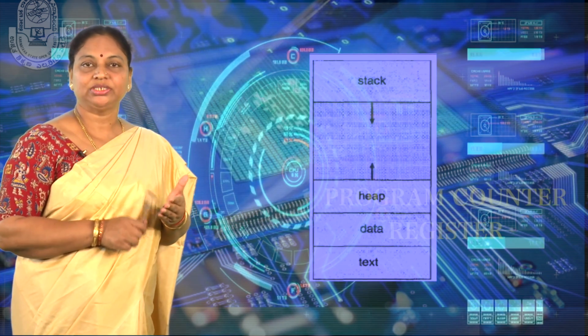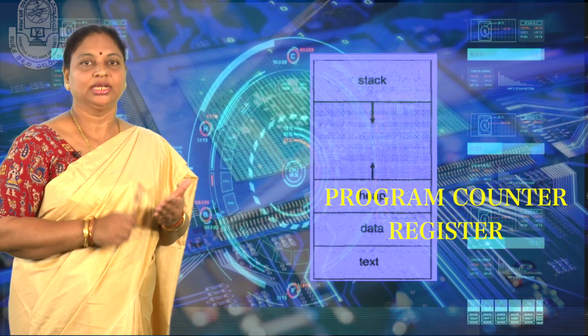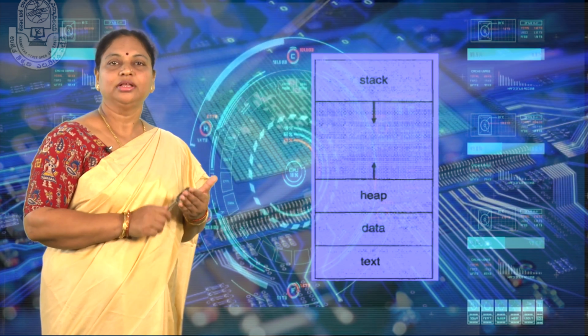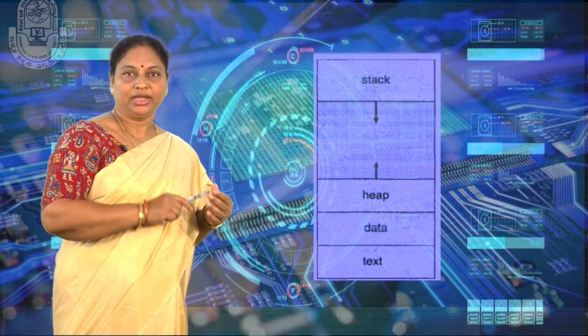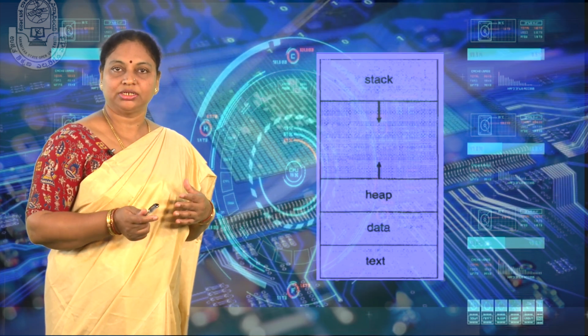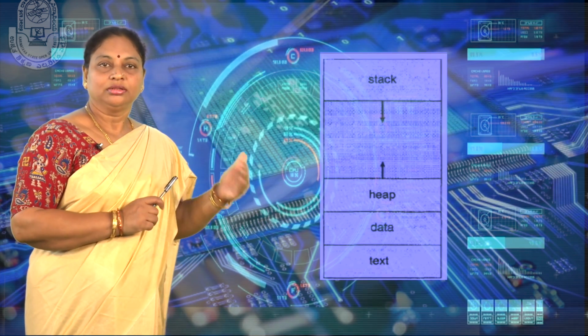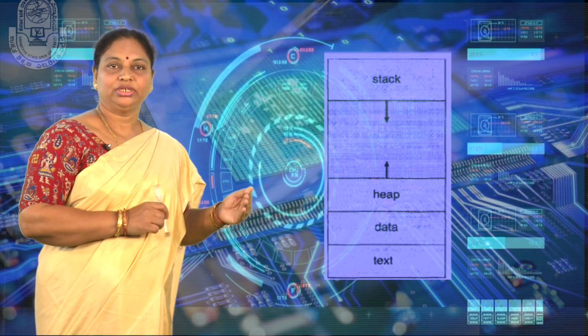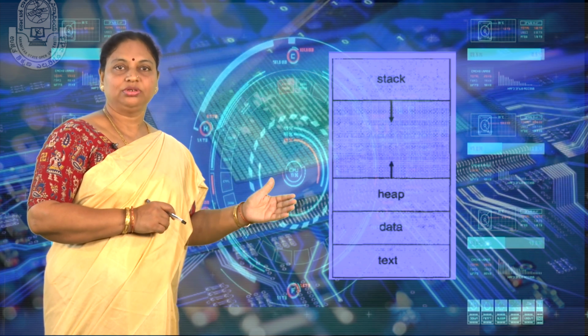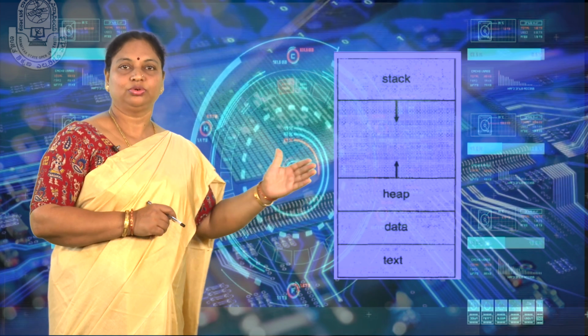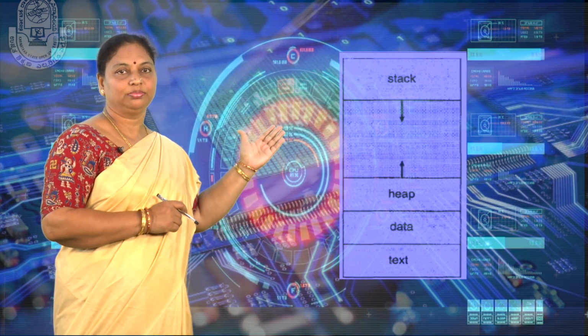Then PC means the program counter register. It is a CPU register which keeps track of the execution of the next instruction, and the contents of the CPU registers during execution of the process are also stored in the structure of the process.